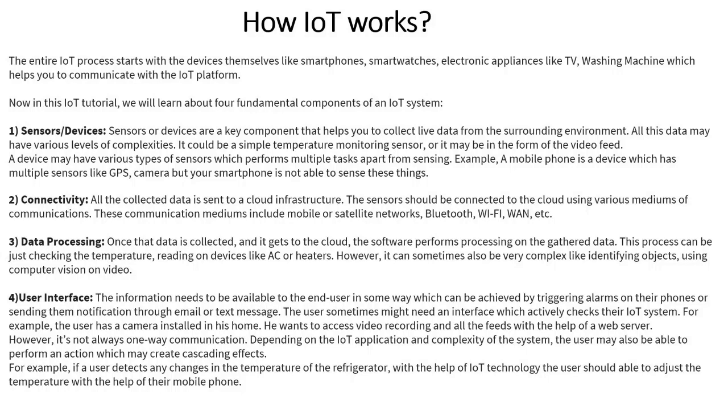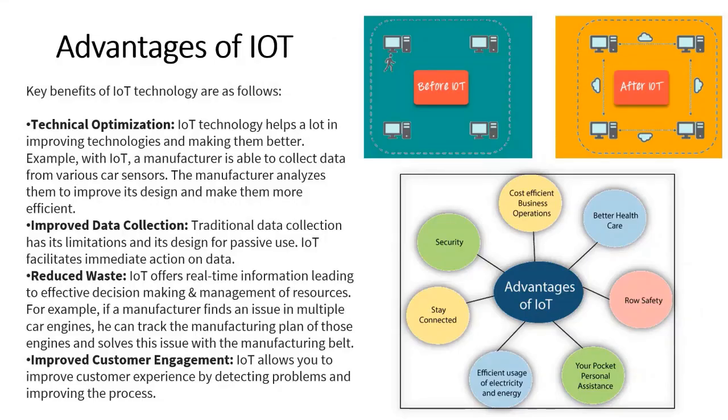However, it's not always one-way communication. Depending on the IoT application and complexity of the system, the user may also be able to perform an action which may create cascading effects. For example, if a user detects any changes in the temperature of the refrigerator with the help of IoT technology, the user should be able to adjust the temperature with the help of their mobile phone.